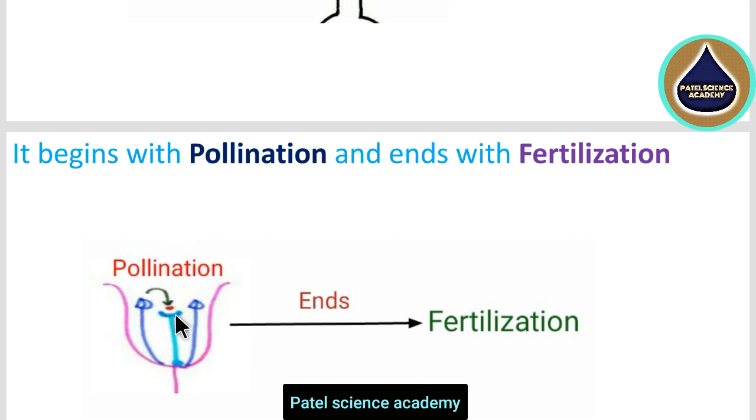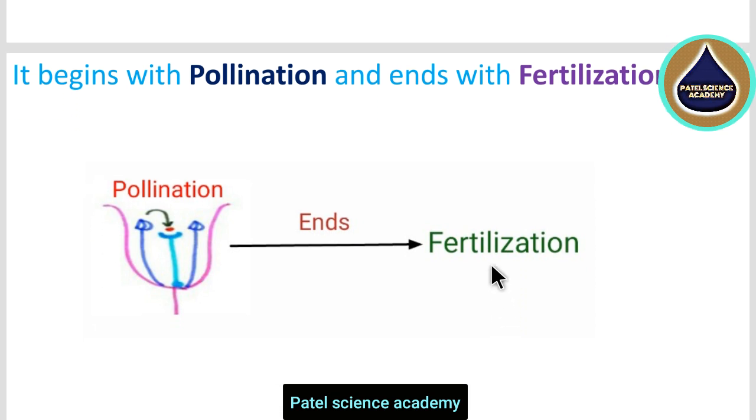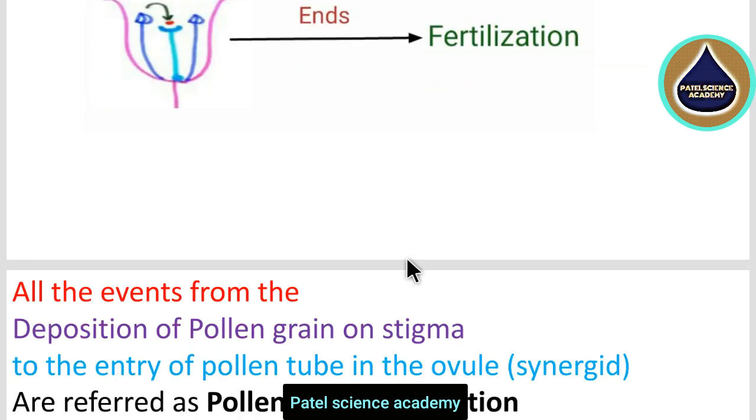As you know, the pollination process is nothing but the process of transfer of the pollen grain on the stigma of the gynoecium, and it marks the beginning of the pollen-pistil interaction. It ends with the fertilization process, the process of fusion of male gamete with the female gamete. So pollen-pistil interaction begins with pollination and concludes with fertilization.